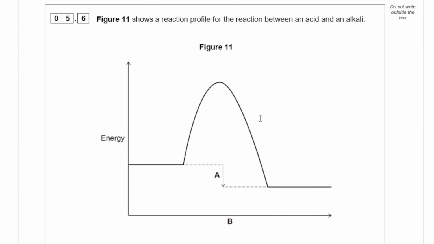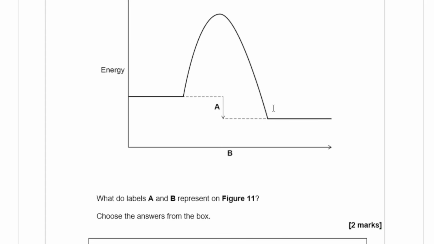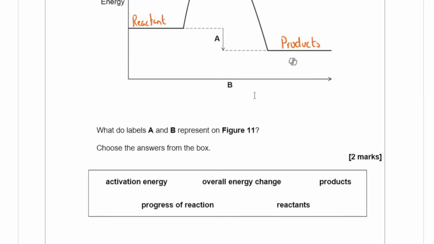Figure 11 shows a reaction profile for the reaction between an acid and an alkali. So this looks like it's an exothermic reaction. Why am I saying it's an exothermic reaction? The reactants' energy is more than the products. So this is the reactants, this is your products. Right. So that's part of the question.